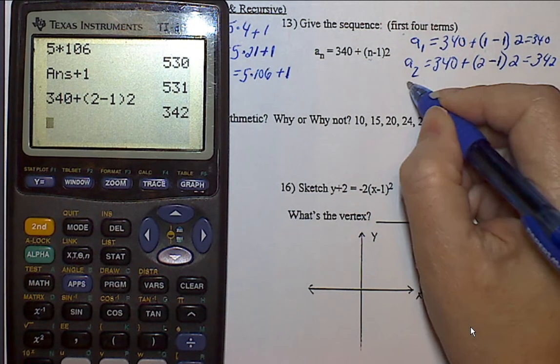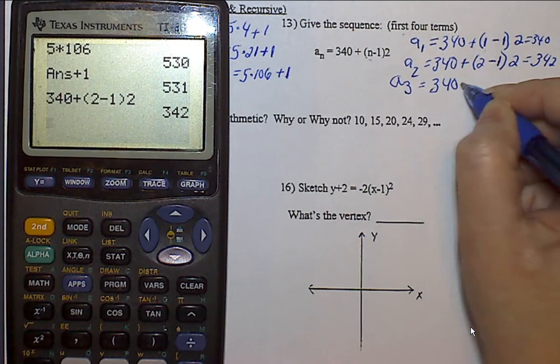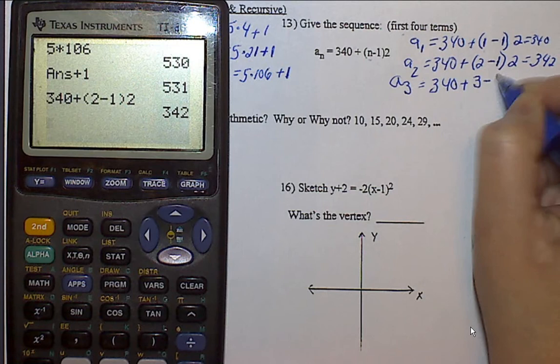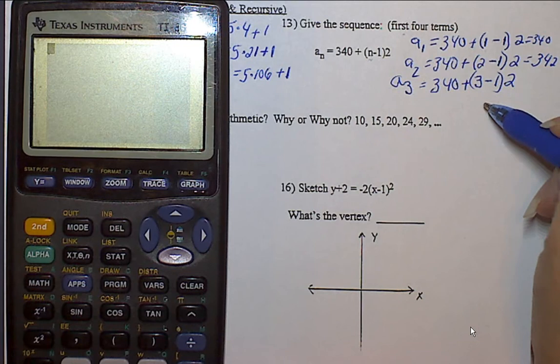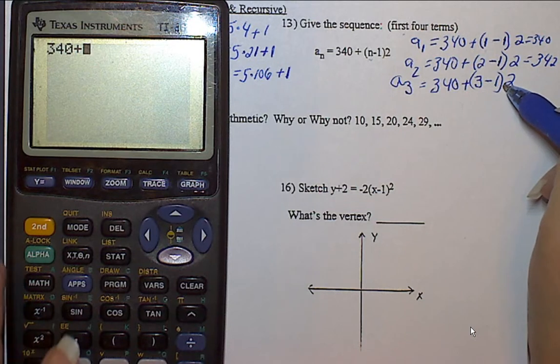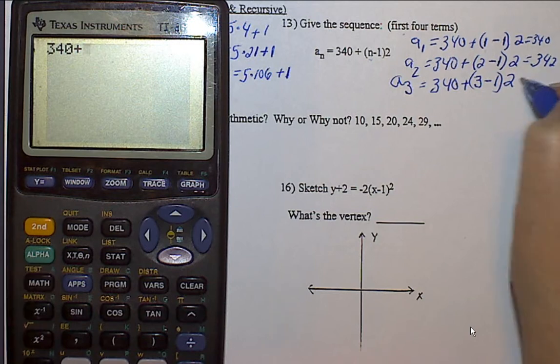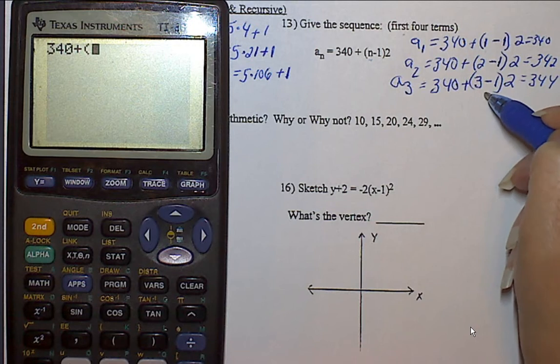The third term, a sub 3, is equal to 340 plus the third term minus 1 times 2. So again, we have 340 plus 3 minus 1 is 2, and so that would be 2 times 2, which is 4. So you could just say that it would be 344. But if you want to do it out in your calculator, again, you can. So you have 3 minus 1 times 2 is 344.